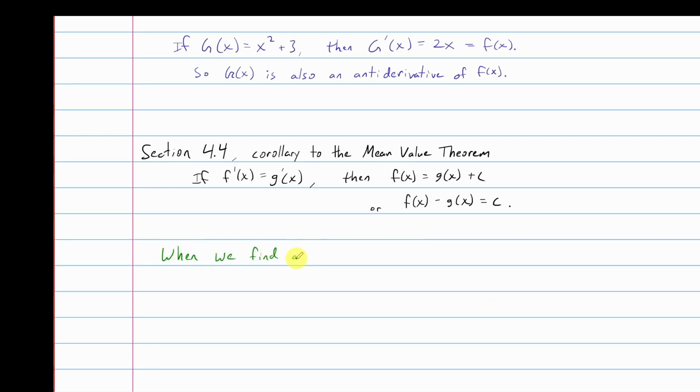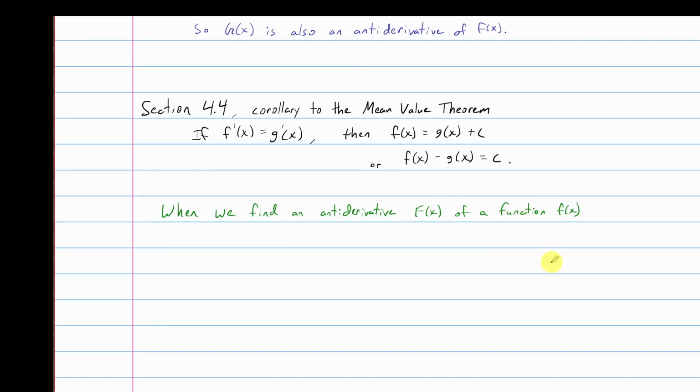When we find an antiderivative of a function, instead of writing down one single function, we can write down a family of all of the functions that are an antiderivative of little f of x. F of x plus c is the family of all antiderivatives of little f.